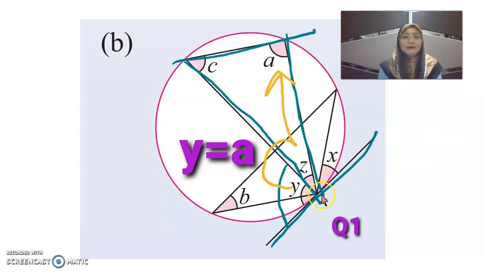Let's see another triangle in the circle. Find what is the exterior angle to this triangle. The exterior angle for this green triangle is Y. Y jump into opposite. We say that Y is equal to A.